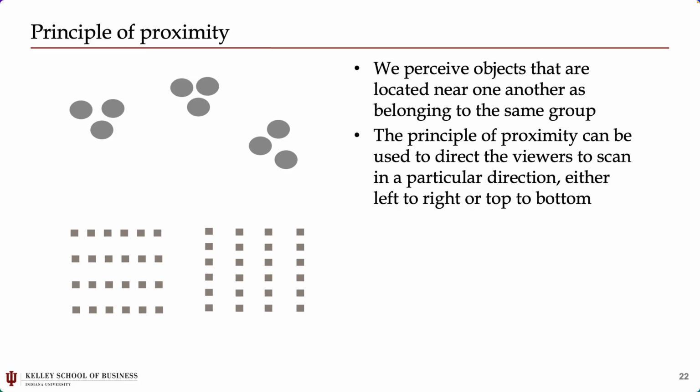In the top picture, we see 3 groups of disks instead of 9 individual disks or any other grouping. From the bottom picture, we see 4 rows of small squares on the left, but then 4 columns of small squares on the right. So we can use this principle to group visual objects that we want the user to view together. We can also use it to guide the direction the user reads the visualization.